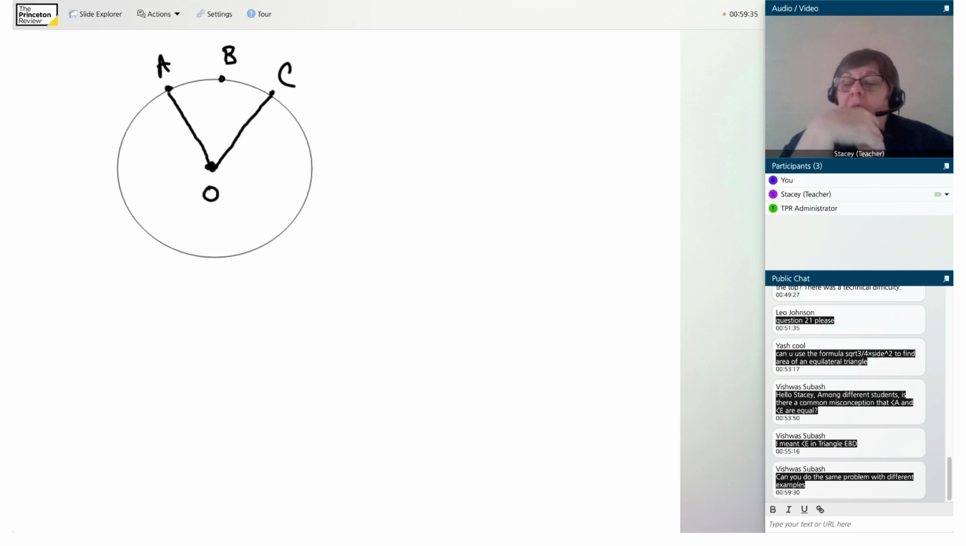Same problem with different examples. You mean different values in the triangles?